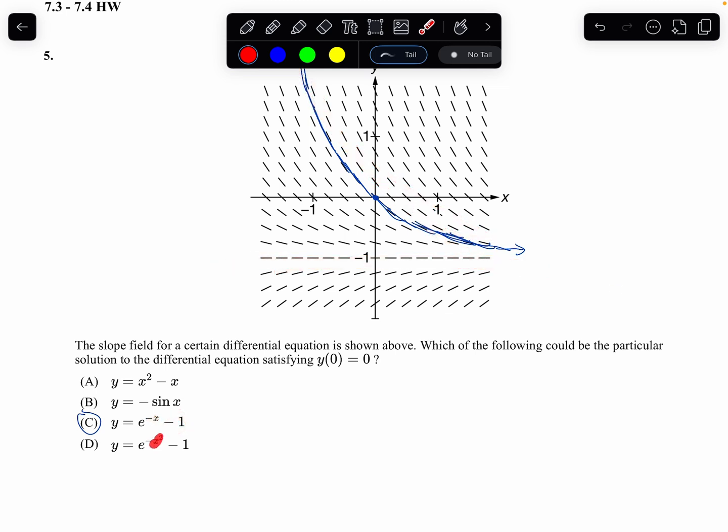e to the negative x squared, I don't think that's going to be it. Definitely doesn't look like negative sine of x. X squared minus x is x times x minus 1, which would mean it would have an x-intercept at x equals 0 and x equals 1. This curve, however, only has an x-intercept at x equals 0, not at 1. So it's not going to be that one. So I feel pretty good about C.